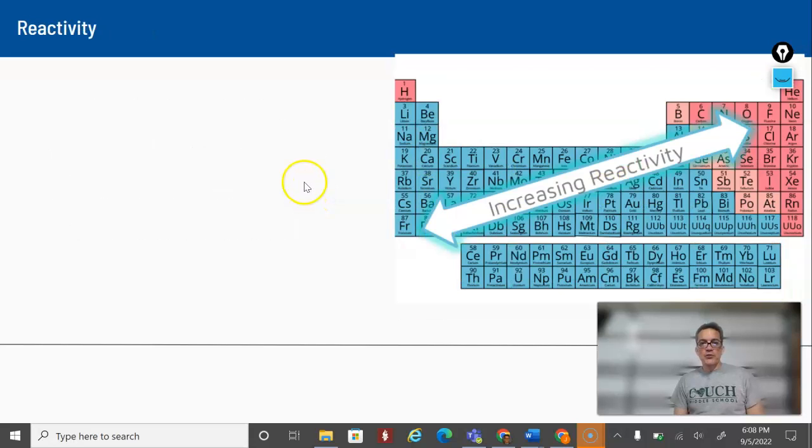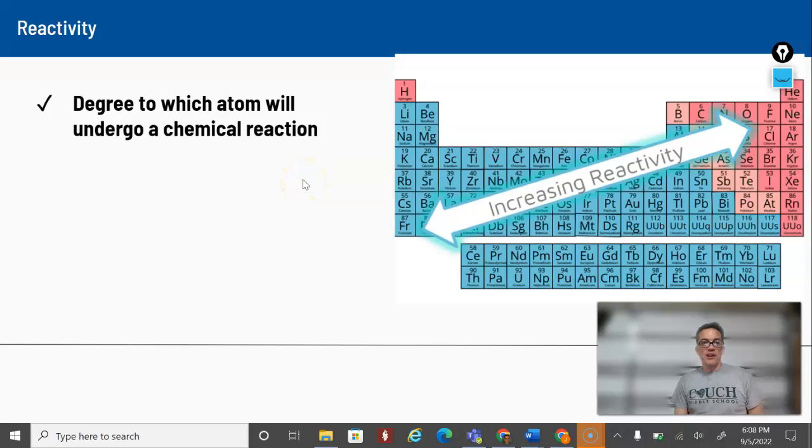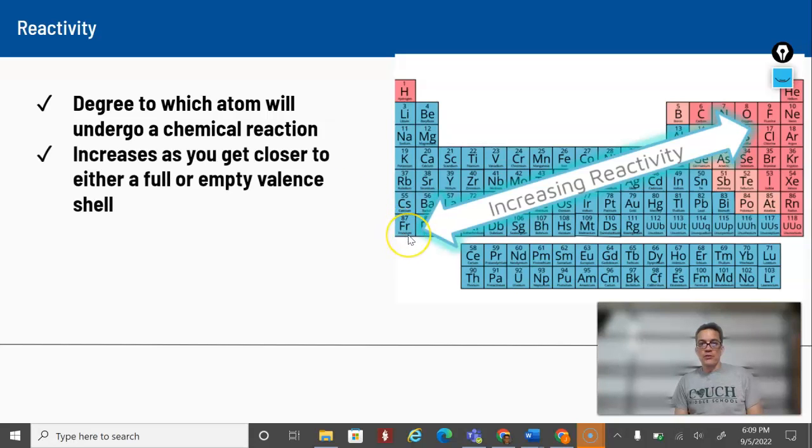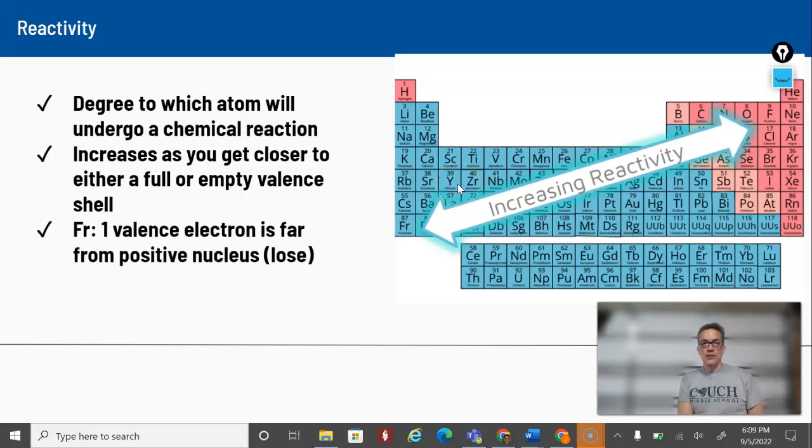Our final one is reactivity, and reactivity is simply the idea of the degree to which an atom will undergo a chemical reaction. Does it stay like it is, or does it want to join up with someone else? And this is an interesting trend as well because the arrows go in kind of a couple different ways. So the idea with reactivity is the closer we get to the edges of the periodic table, the more reactive our elements tend to get.